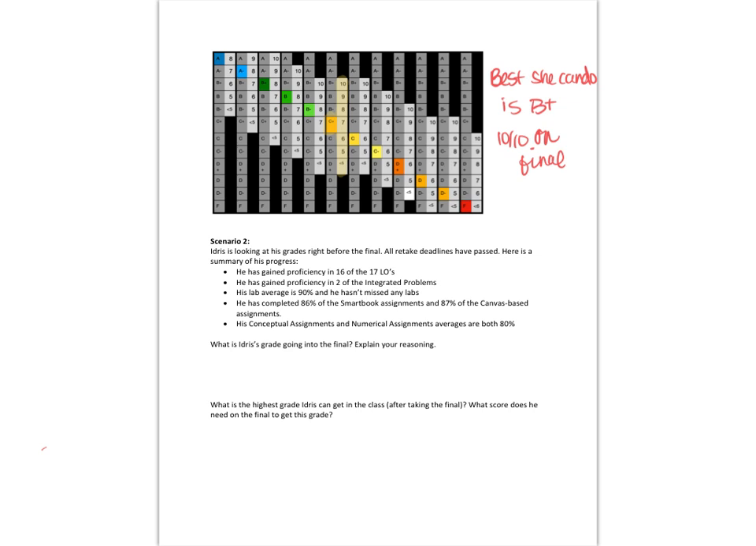All right, so that was our first case. Now we're going to look at a different scenario. Here we have Idris. Idris has 16 of the 17 LOs proficient, and he's done 2 of the integrated problems. We're going to kind of go back and forth because of where the stuff is, so let's fill out those first 2 things on the table. He has a lab average of 90%, and he's completed 86% of the Smart Book assignments and 87% of the Canvas-based assignments. So let's go back to the table and account for that.